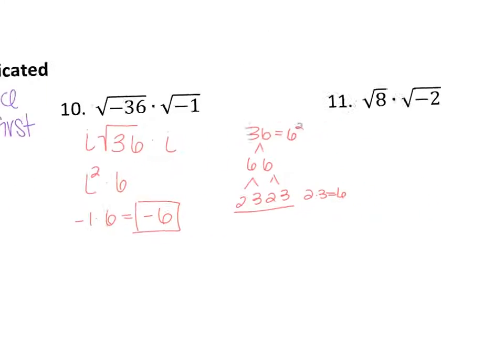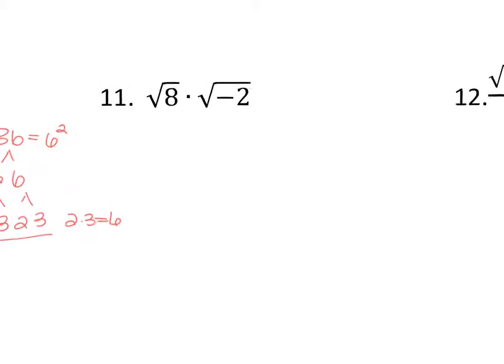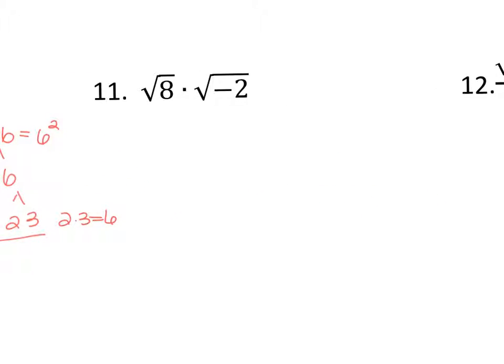All right? What about number 11? Number 11, I want to reduce first. Well, I know 8 can be reduced to 4 and 2, and 4 is 2 and 2. So 2 of my 2's are going to come out. So I have 2 square root 2, because you have your 2's coming out, so you'll have one 2 left inside. So then what I'm going to want to do is I still have times square root of negative 2. Okay, well let's look at this.